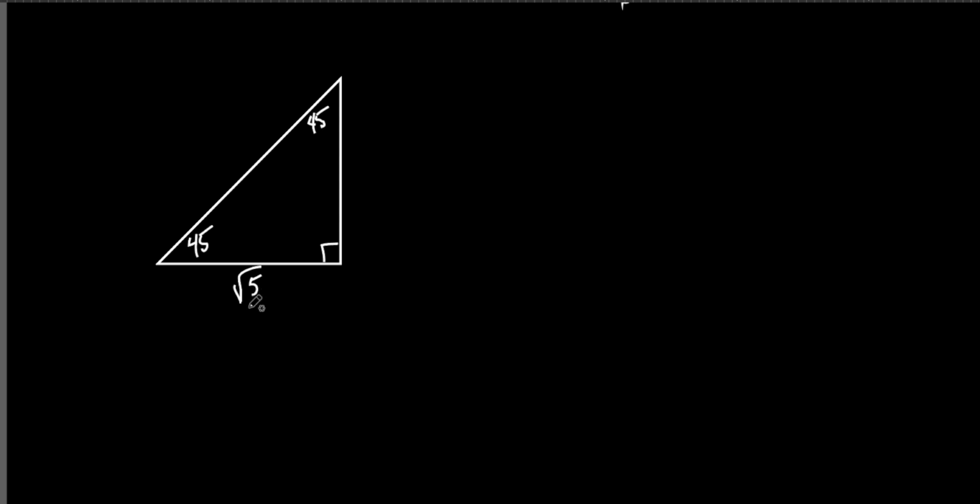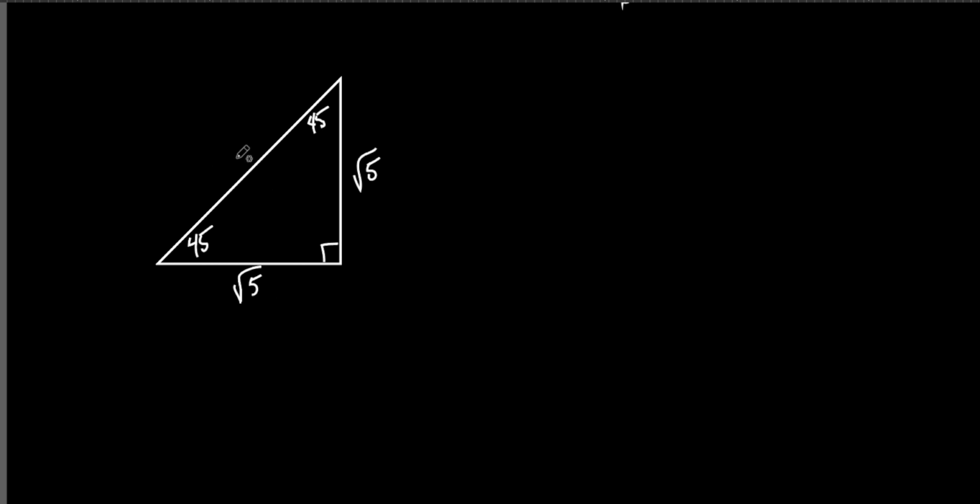So what if I asked you to find the other missing sides? What would this side be right here? Without any work whatsoever, what's this side right here? Square root of 5. That's right, because they're both exactly the same. Everybody got that? Now, to find the hypotenuse is just a little bit more difficult. Not much, but just a little bit tougher.